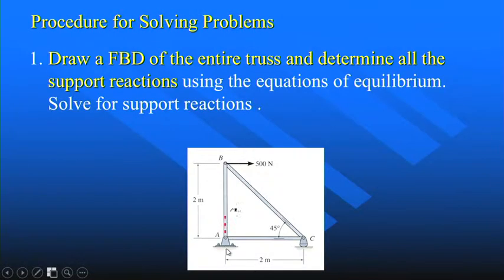Now let's draw the free body diagram. At A we have two components, unknown support reactions. At C there is only one vertical component, Cy. So using the equilibrium equations for the entire truss, we can determine these three unknown support reaction components.